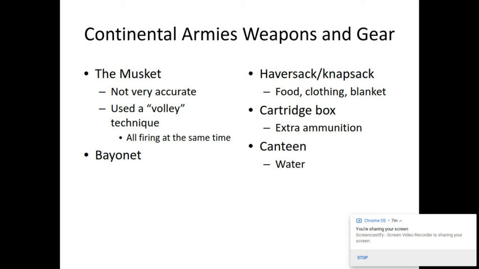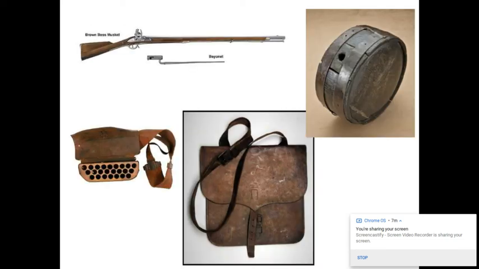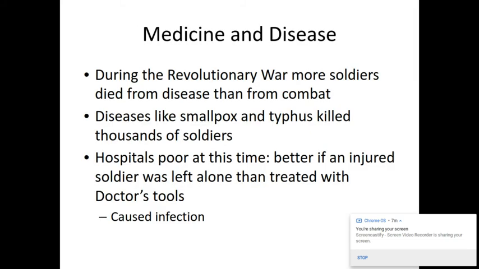Weapons and gear, the musket, not very accurate. We'll talk about that on Monday. There are some pictures of them. Medicine and disease. Disease was a big problem. Disease was the biggest killer, the chief killer in the American Revolution. We'll talk about why on Monday as well.